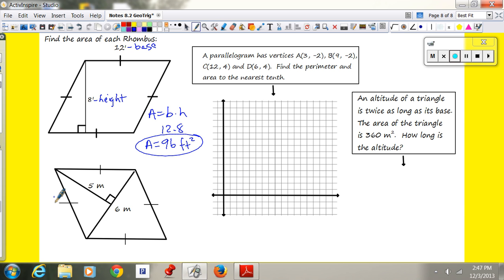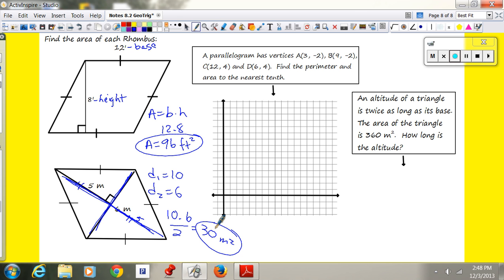Now this rhombus down here, you could extend this diagonal out, you'd have another 5 because diagonals bisect each other. So these pieces are equal. So you've got your diagonal 1, which is going to end up being 10. You've got your diagonal 2, which is a 6, which they gave us in the problem. My two 5s together make 10. So 10 times 6 divided by 2 is going to be 30 square meters. So you had your 60 divided by 2 gave me 30.